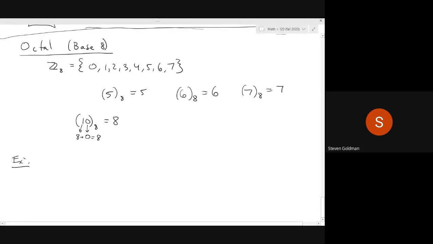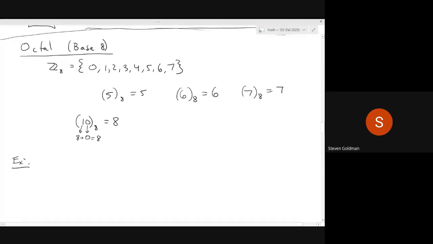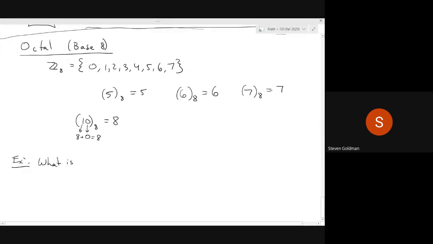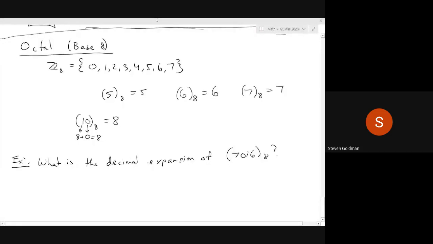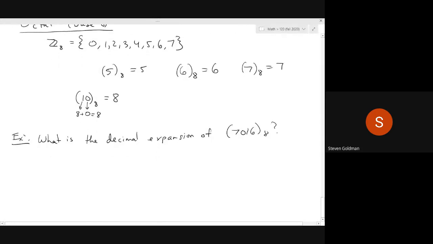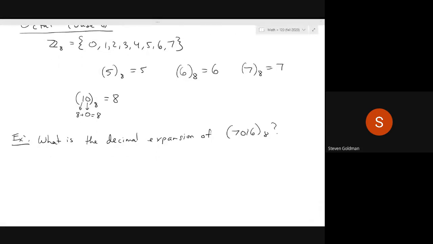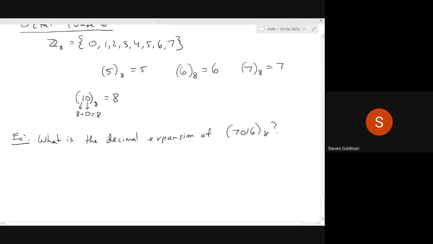Let me give you a better example. What is the decimal expansion of 7016? Here is a number in base 8. I'm asking you to write it in decimal. I want you to convert it to base 10.